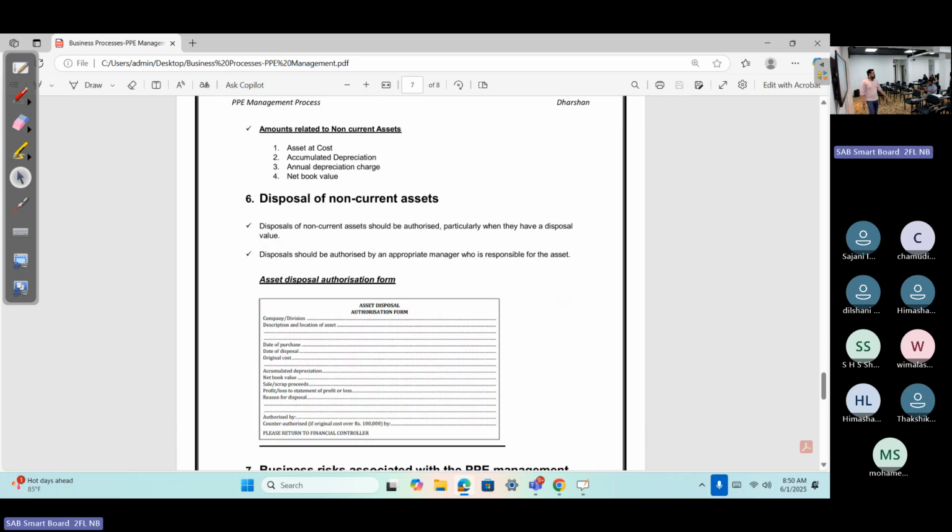Before discussing business risk, can you tell me three business risks associated with PPE? Already we discussed that: purchase, sales, cash management risk. Tell me at least 3 risks related to the PPE process.